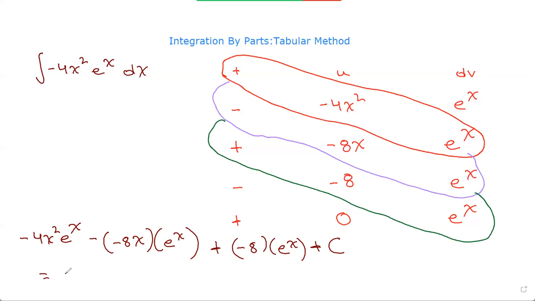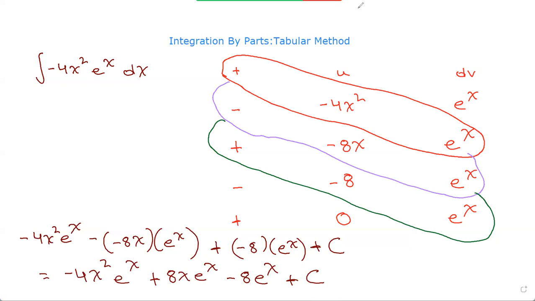This would yield minus 4x squared e to the power of x plus 8x e to the power of x minus 8 e to the power of x plus c. So this is our final answer. That's how easy it is to use the tabular method. However, just know that you can't use this for every integration by parts question.